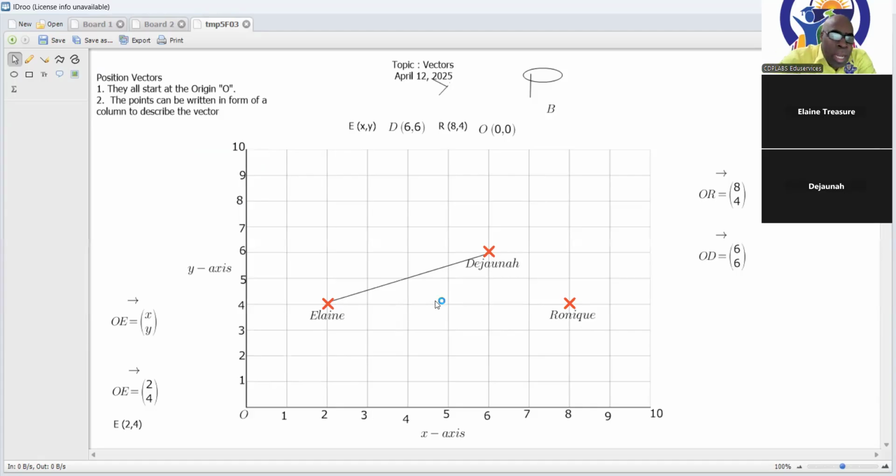Elaine, you're not using the graph paper. The reason I'm telling you to use the graph paper is to follow along with me. The first time I said it was 4, 6, and I'm following the same thing. From my end, 1, 2, 3, 4. 1, 2, 3, 4.